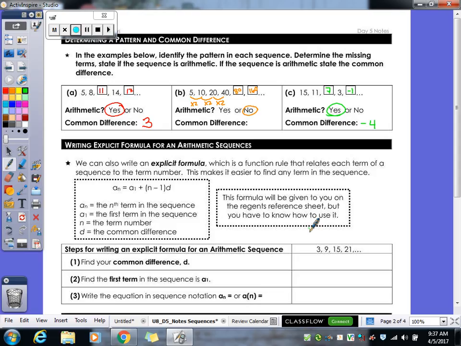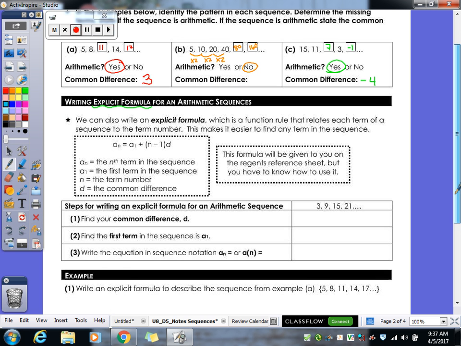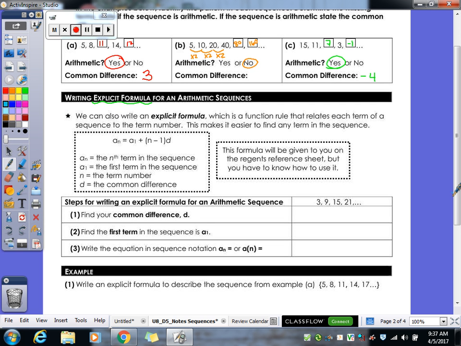So writing what we call an explicit formula for your arithmetic sequences. So that just means writing a formula for your sequence. That word explicit, don't get hung up on it. That just means you're writing a formula for it. So when you are writing your formula, you need to use this equation right here, which is given to you on your Regents exam. So you don't have to memorize that one, you just have to know how to use it.